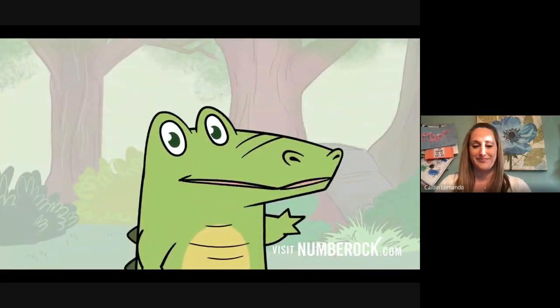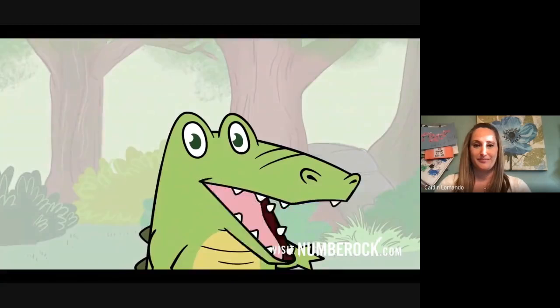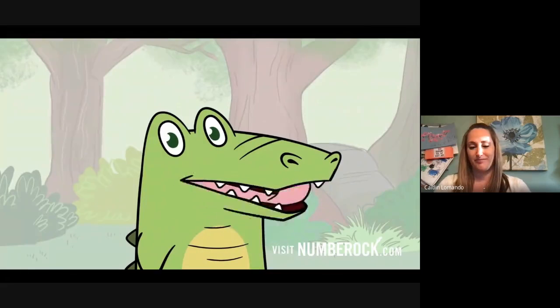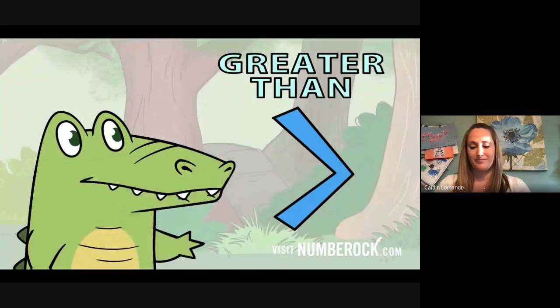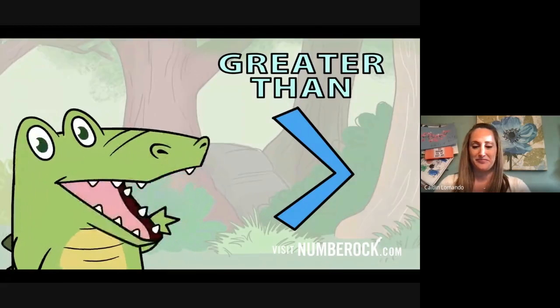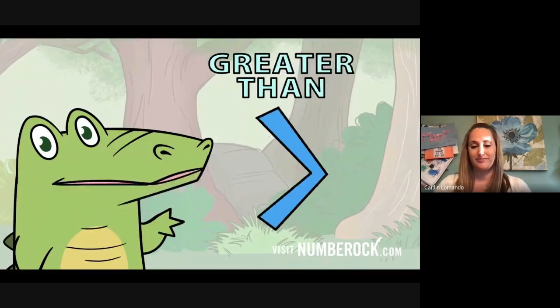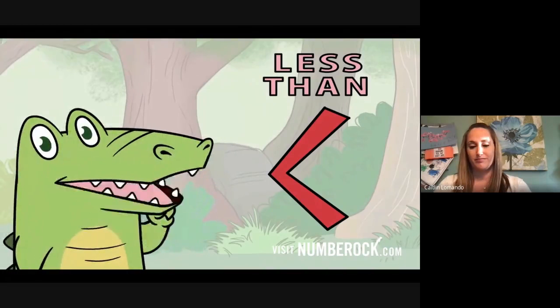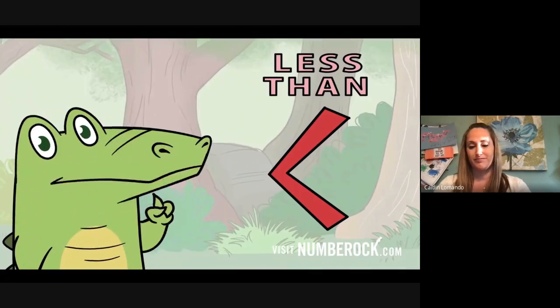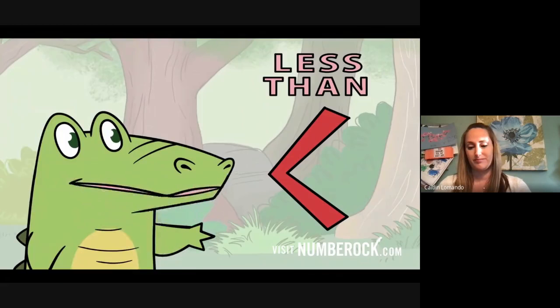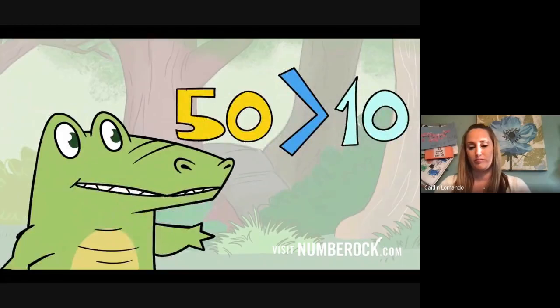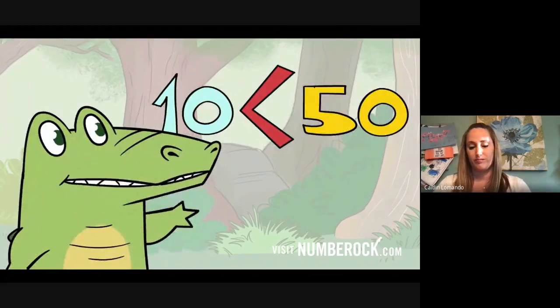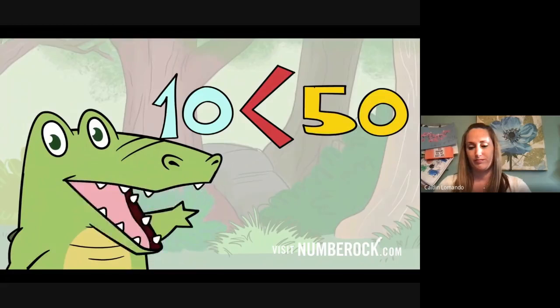Hi there. I'm an alligator, so let's keep this snappy. I'd like to take this opportunity to tell you that the greater than symbol goes from big to small, and it's called the greater than symbol. The less than symbol goes from small to big, and it's called the less than symbol. The larger number always goes on the open side of the angle. For example, this reads as 50 is greater than 10. And this is read as 10 is less than 50.